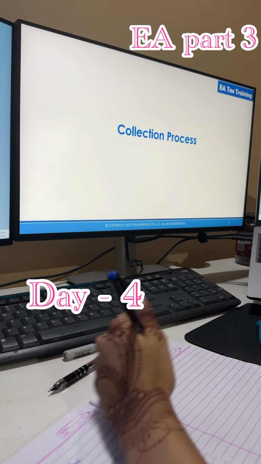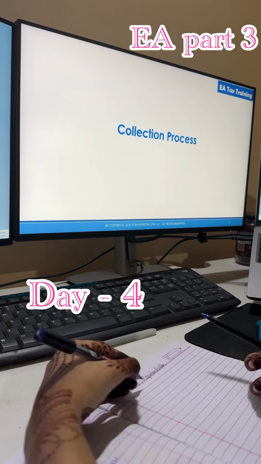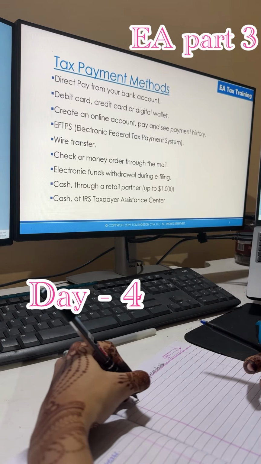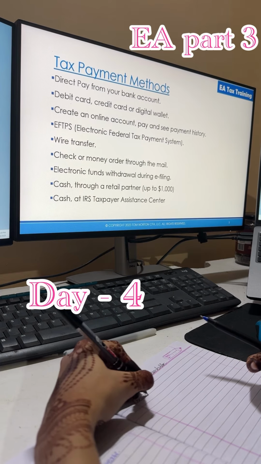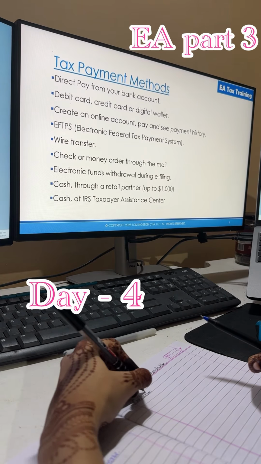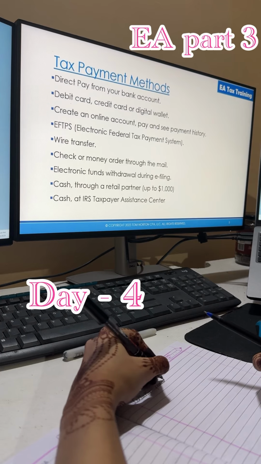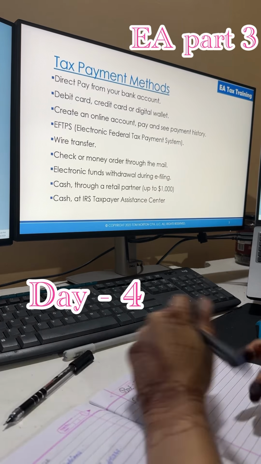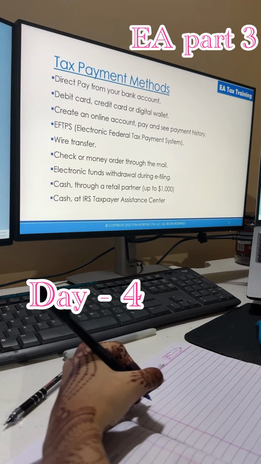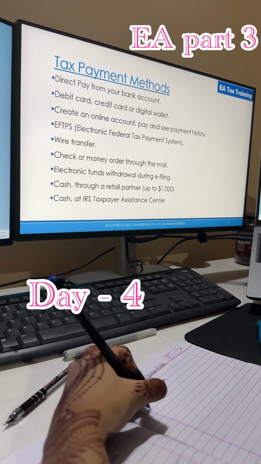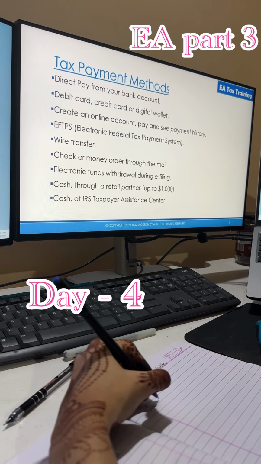So let's start by talking about the collection process. First, what are the different methods you can use to pay your taxes? Well, you can do direct pay from your bank account. You can use a debit or credit card or digital wallet. You can create an online account with the IRS, and there you can pay and see your payment history.